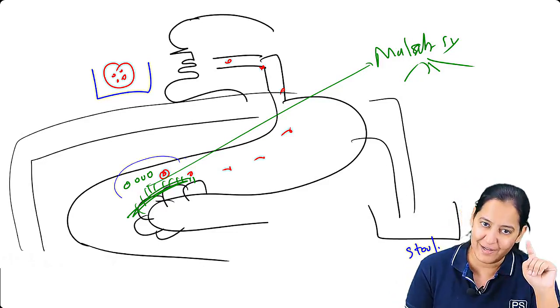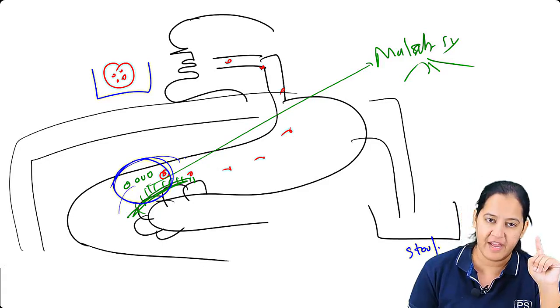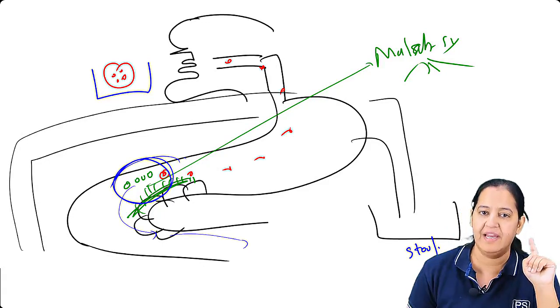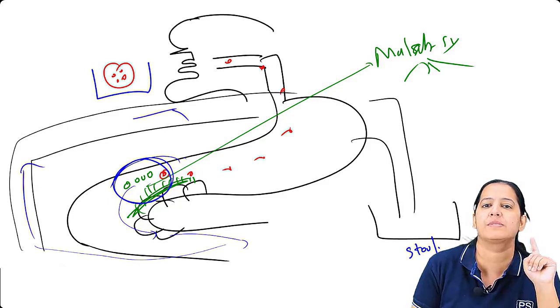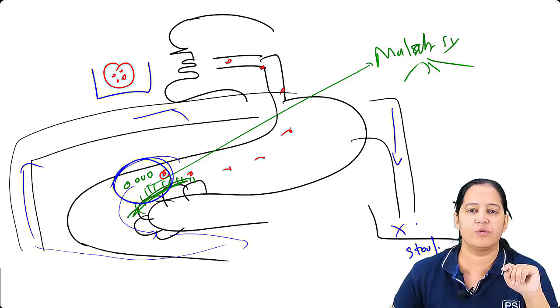Here, cyst and trophozoite both are present in the duodenum. After that, it will be jejunum, then ileum, then ascending colon, transverse colon, descending colon, and finally stool. By the time it reaches the stool, trophozoite and cyst both are dead.